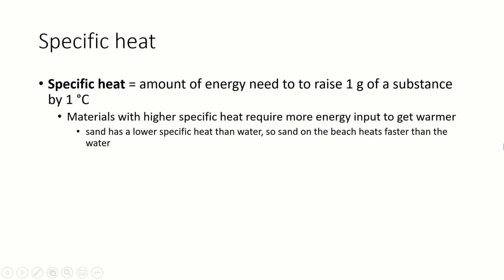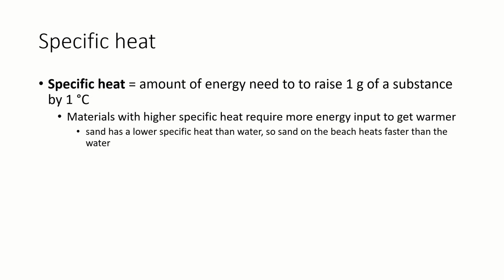All right, so let's continue and let's talk about this thing called specific heat. Specific heat is the amount of energy needed to raise 1 gram of a substance by 1 degree centigrade. And you're probably thinking, hang on, didn't we just learn that? Wasn't that a calorie? The calorie refers to water only. The calorie is the specific heat of water. Specific heat is something that we can apply to any substance.